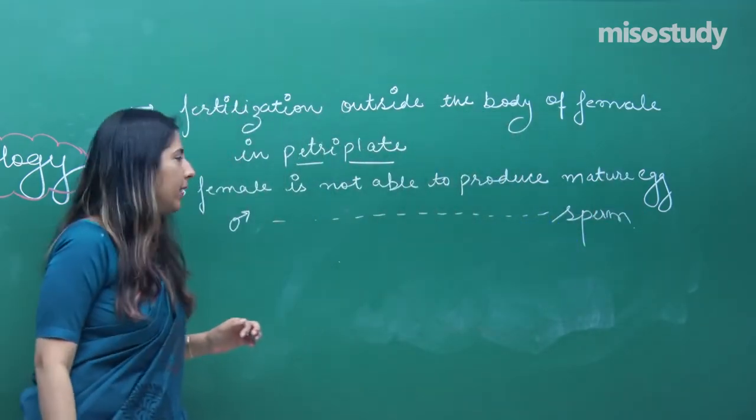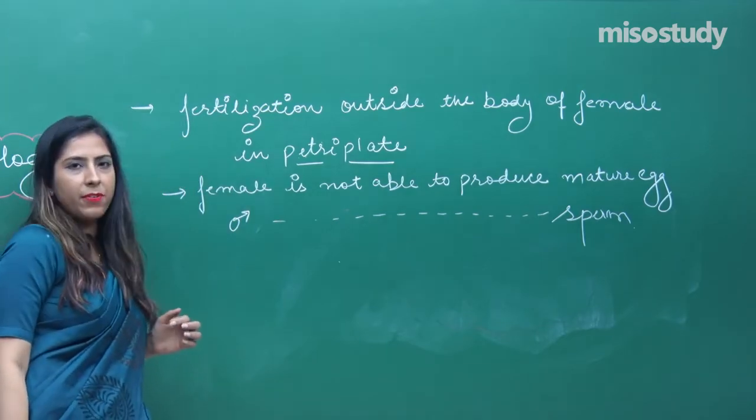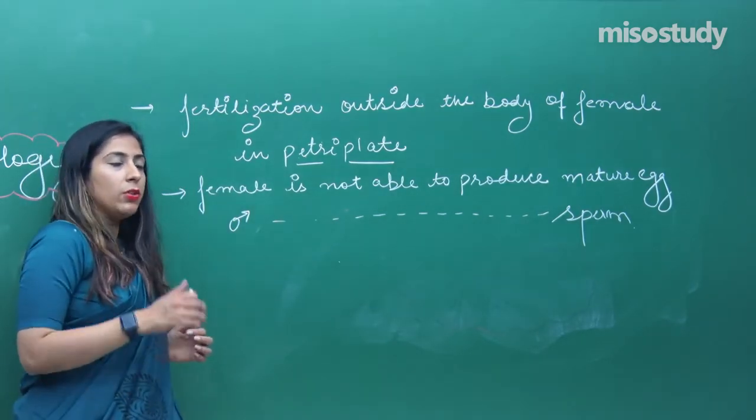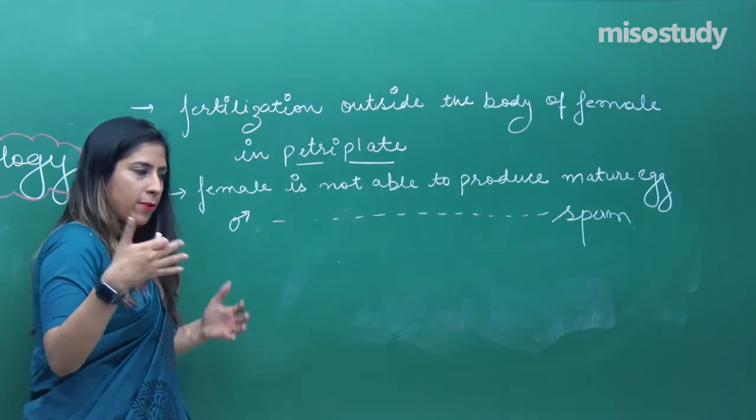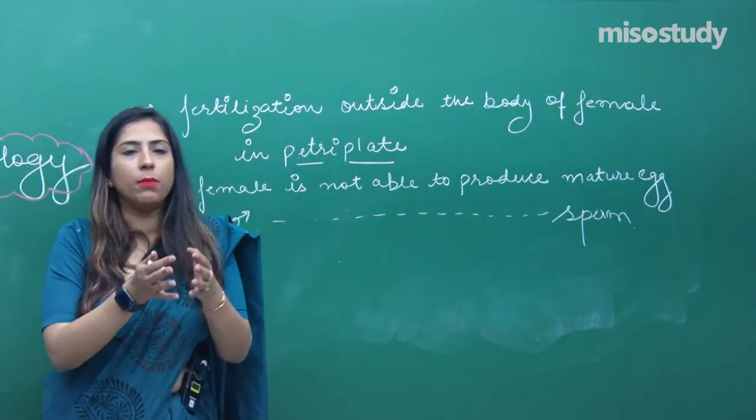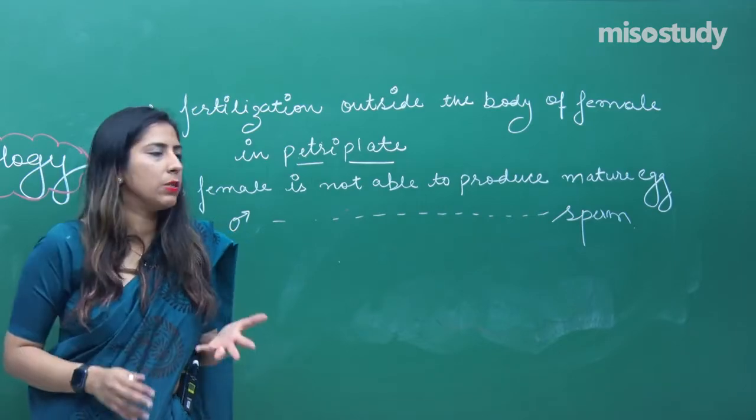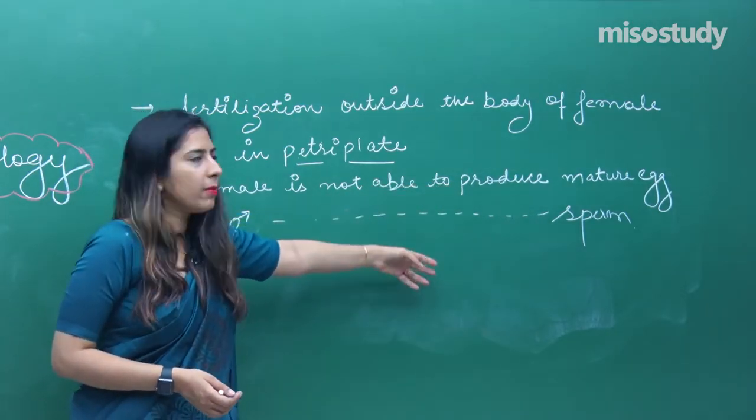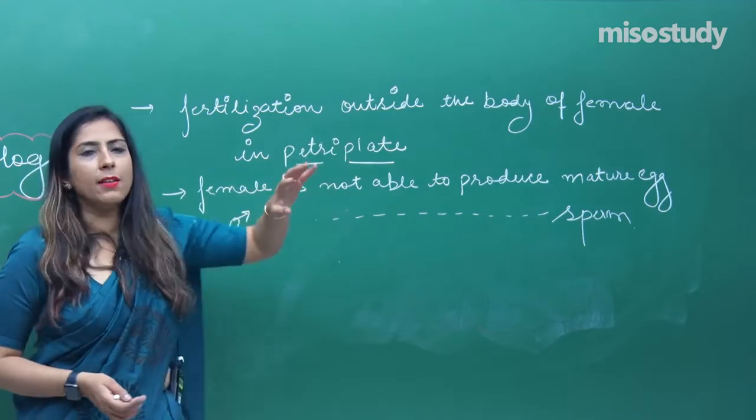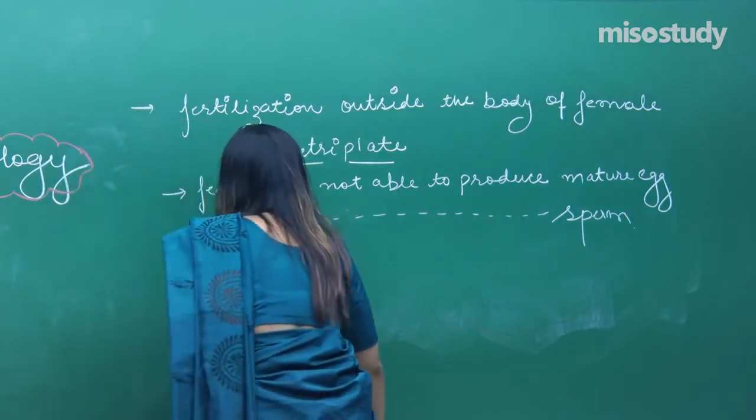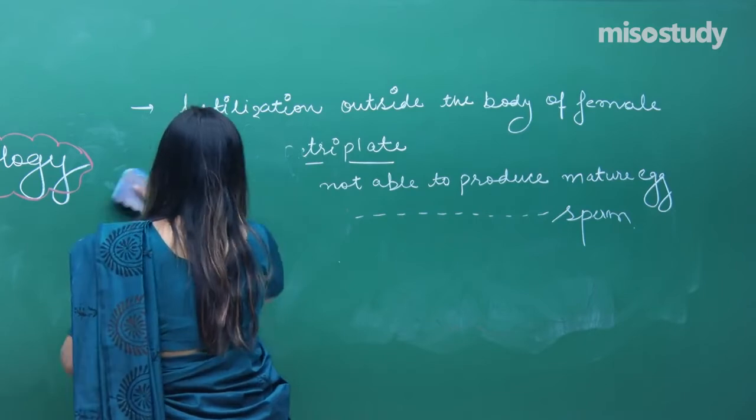There are certain other cases also, like when the female fallopian tube is blocked somewhere. The fallopian tube is the place where fertilization occurs, right? So when there will be no fertilization because the fallopian tube is blocked, the doctors will take out the egg of the female and the sperm of the male and fertilize them outside the body in the petri plate. That is called in vitro fertilization. So this was our first, in vitro fertilization.